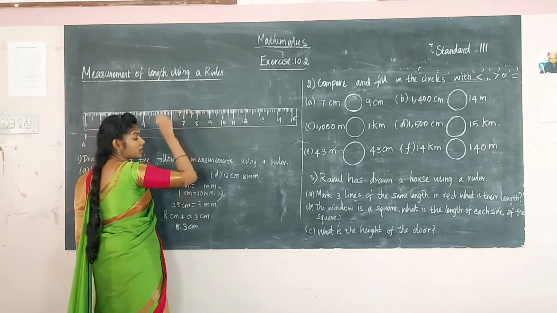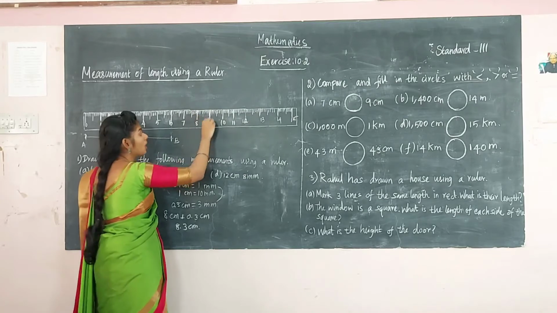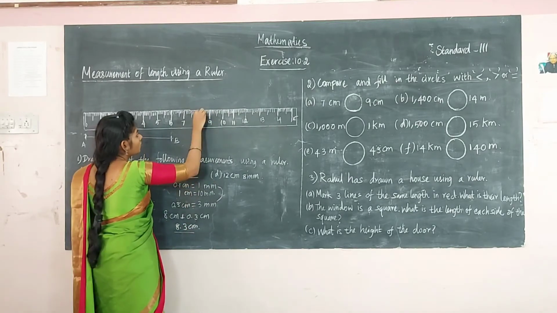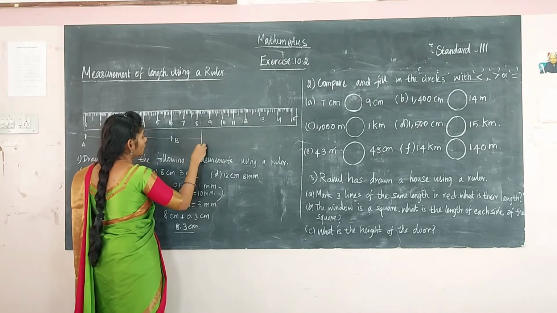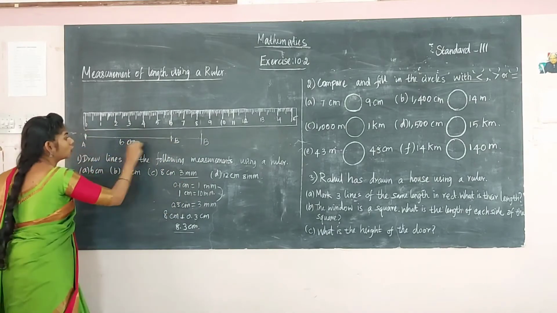So next to 8, see, the first marking is 8.1. Second marking is 8.2 and the third marking is 8.3. So you have to draw here 8.3. It will be up to here. This will be B. So this marking will be from A to B.